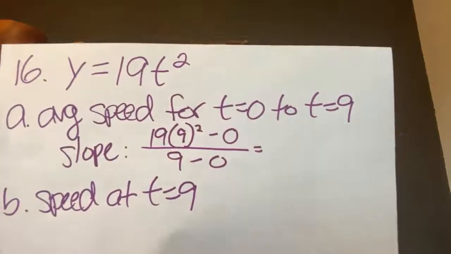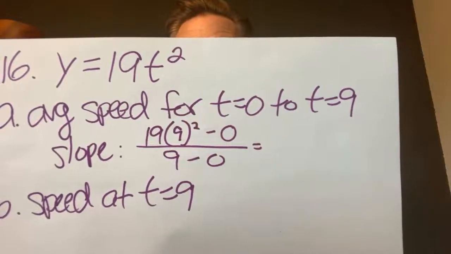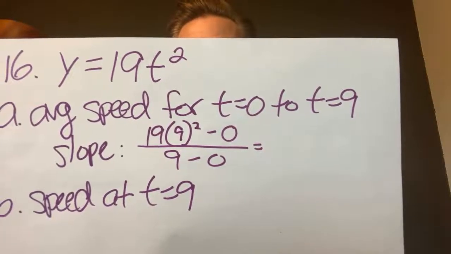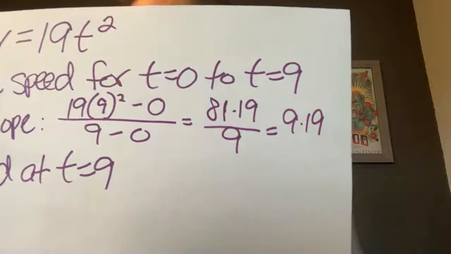So we would find slope between 2 points. And so we would do 19 times 9 squared minus 0 over 9 minus 0. So whatever 19 times 9 squared is, we're not doing 19 times 9 first. We're squaring 9. So 81 times 19 divided by 9. 81 times 19 divided by 9 is the same as 9 times 19. So whatever that number is, that is the average speed of the object on this planet.